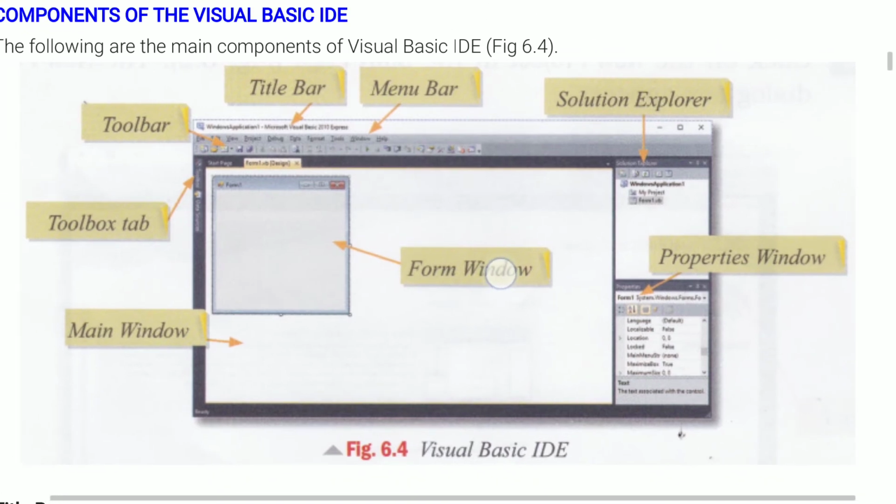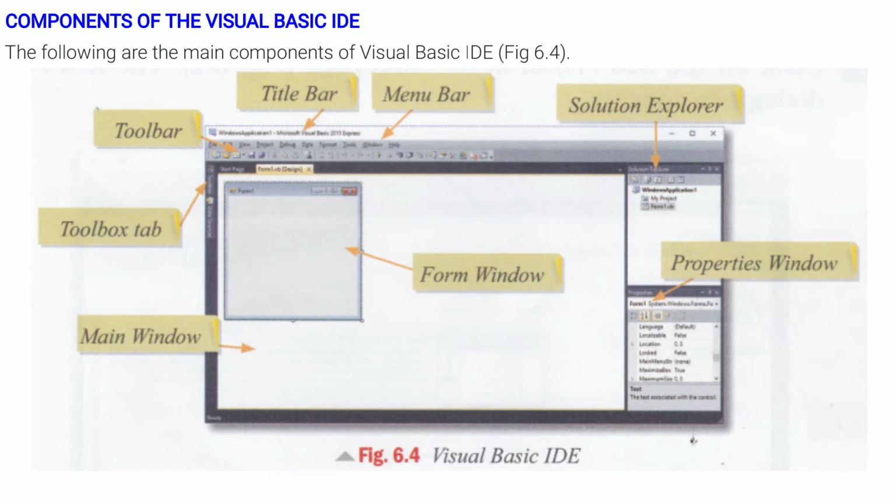Now the next component is form window. The form window is known as the prime component of a Visual Basic application. Hence, it is known as the basic building block on which we can place various objects for designing an application. It is through forms that a user interacts with an application. So users can design a desired interface using form.